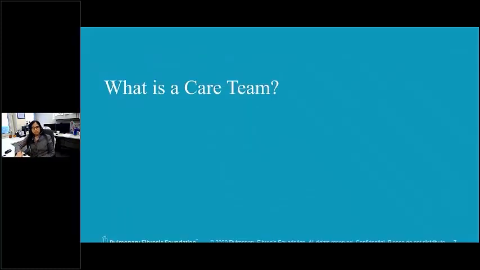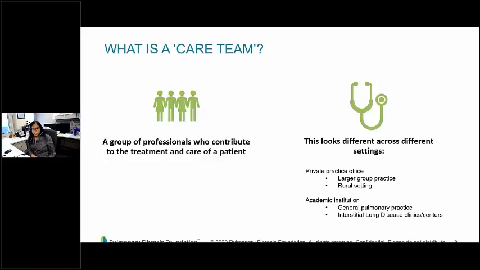What is a care team? The broad definition is a group of professionals who contribute to the treatment and care of a patient. Very broad. And this can look very different across different care settings. In a private practice office, even within that, there's a lot of variability. A larger group practice in a large city versus a practice in a rural setting may have different folks working in that practice and playing different roles.